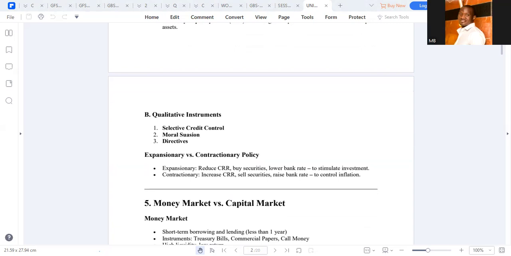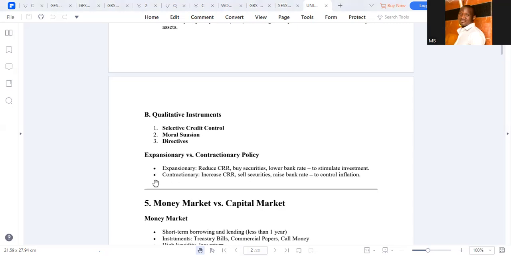Selective credit control. Moral suasion is where the central bank will persuade or request commercial banks to follow certain policies voluntarily, like limiting credit to unproductive sectors. So those are moral suasion. Then directives are just mandates or instructions that the central bank will give to banks regarding the lending patterns, the interest rates, and priority sectors of financing. All right, are we together so far?